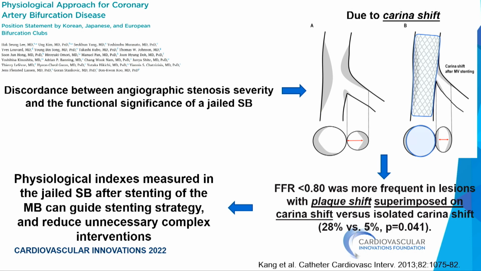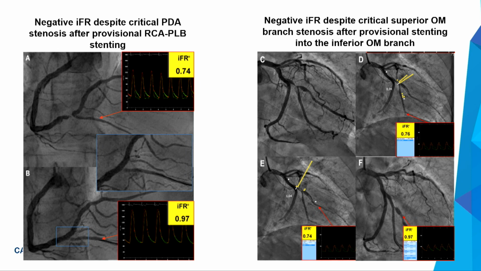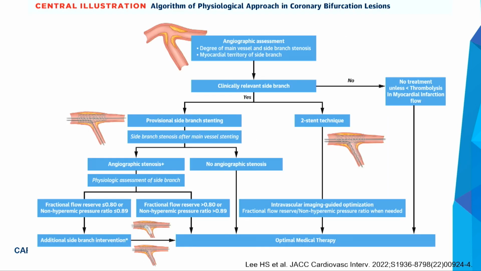So the document recommends the use of physiological indexes measured in the jail side branch after stenting to guide stenting strategy on the side branch and reduce unnecessary complex intervention. And these are a couple of examples from this report in which you can see, for example, on the left side of the screen, a provisional approach onto the distal RCA. They jailed the PDA here. It doesn't look good angiographically, but the iFR is frankly negative, so it was left alone. And a similar case on the marginal and circumflex system on the right.